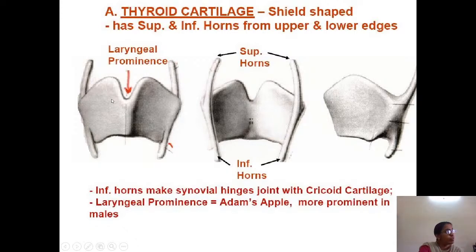The male's larynx grows faster after puberty than the female's, so this is more prominent after puberty. You can see that prominent feature when you look at the neck of a male; that is the laryngeal prominence. So this is the thyroid cartilage that you are seeing. This part is the superior horn, and this is the inferior horn. This is the angulation. This part is called the laryngeal prominence.